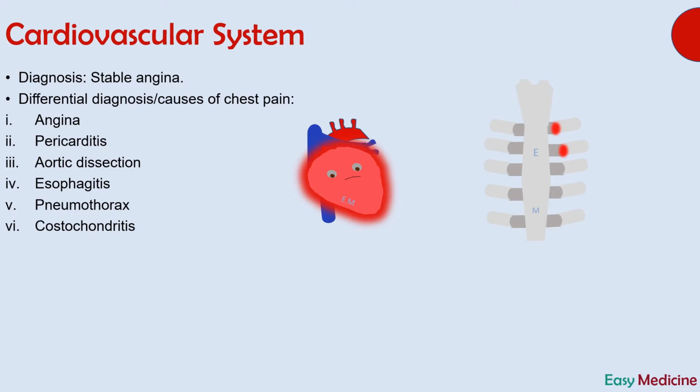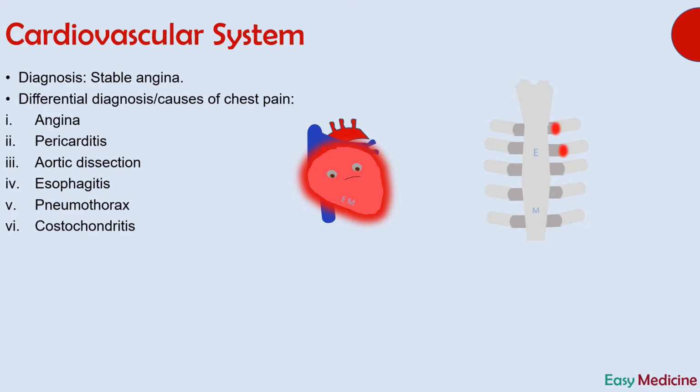First is angina. As we have discussed, chest pain of angina usually presents on exertion and is relieved with rest. Next is pericarditis, and pain of pericarditis is increased with inspiration and decreased with leaning forward. Next is aortic dissection, and chest pain of aortic dissection is sharp and radiates to the back, and it is associated with unequal blood pressure between both arms. Next is esophagitis, and chest pain of esophagitis is related to eating.